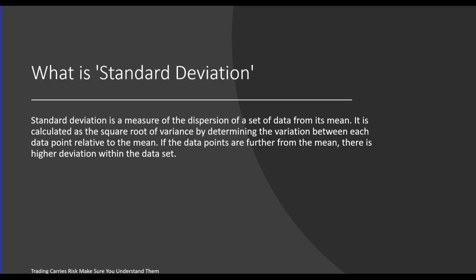Standard deviation is a measure of the dispersion of a set of data from its mean. Well, let me rephrase that sentence. Standard deviation is a measure of the dispersion of the closing prices from their moving average. It is calculated as the square root of the variance by determining the variation between each close and the moving average. If the data points are further from the moving average, there is a higher deviation within that set of data. Okay, kind of makes sense. So now I've redefined standard deviation in terms that we understand in finance.